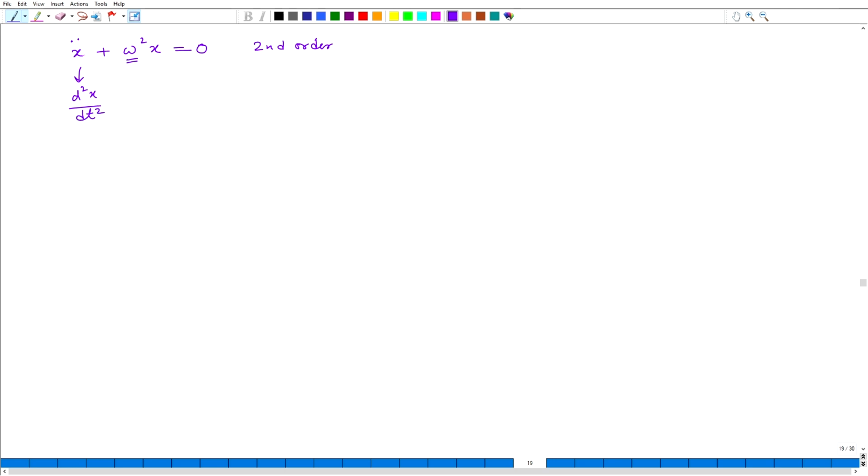If I make x to 2x, then both these terms are multiplied by 2. So, this is a second order linear ordinary differential equation, which we also say ODE.